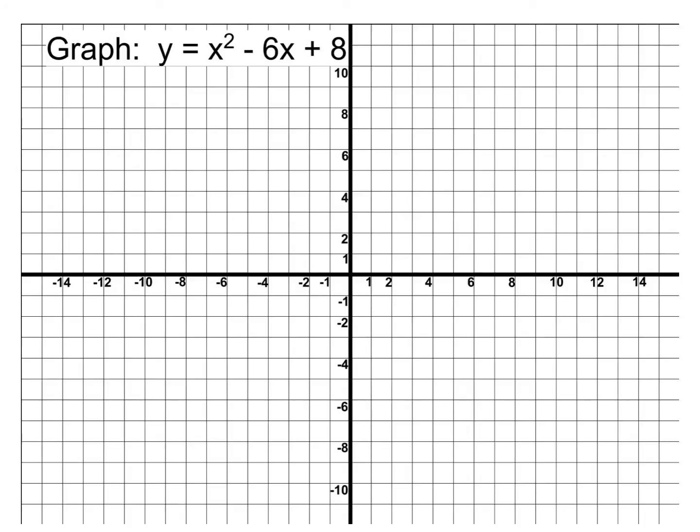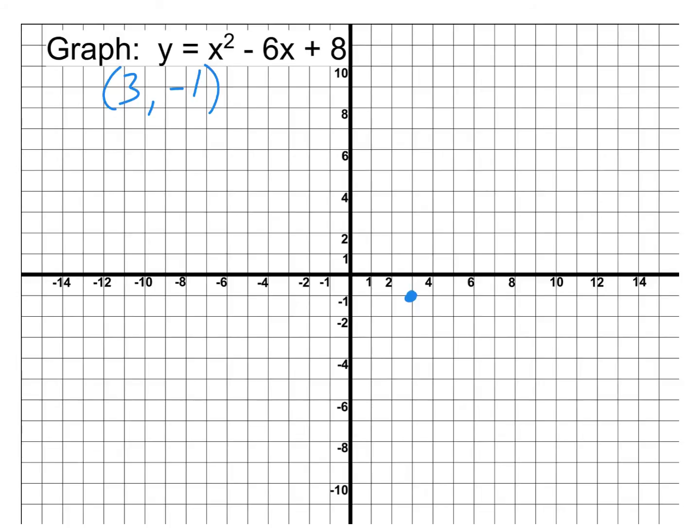So on graph paper, you want to include this graph as well, so it's a reference for you. We're now going to graph this equation, which we know has a vertex at 3, negative 1. So the very first thing I'm going to do is plot that point at 3, negative 1. So that's right 3, down 1.